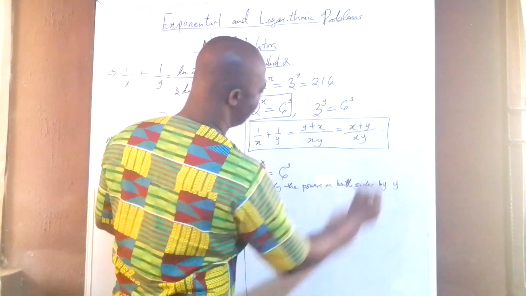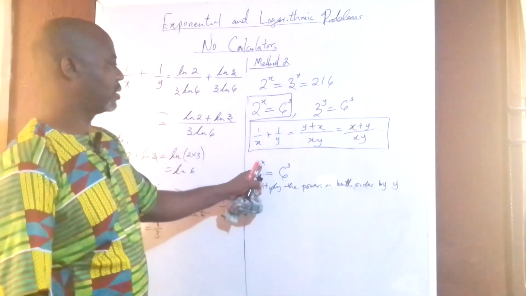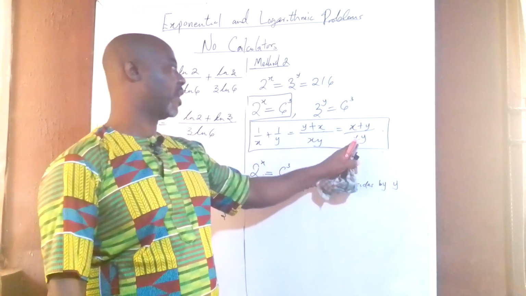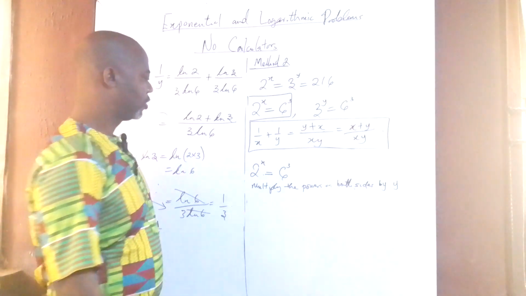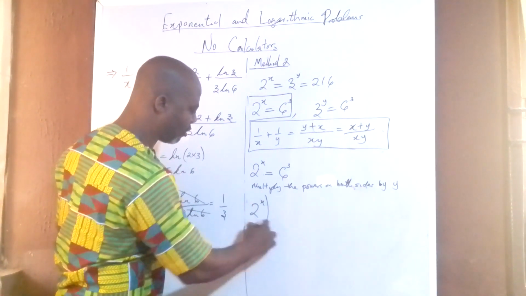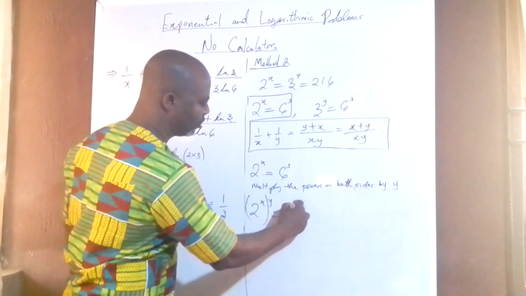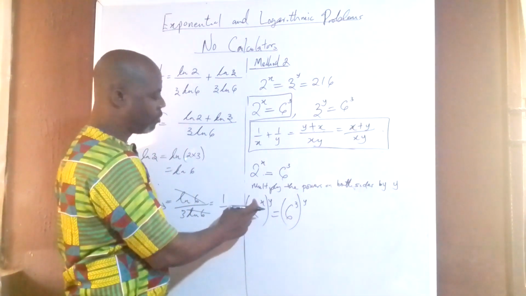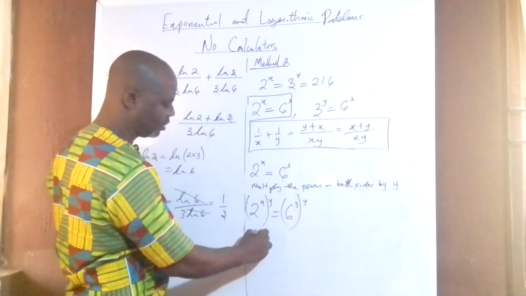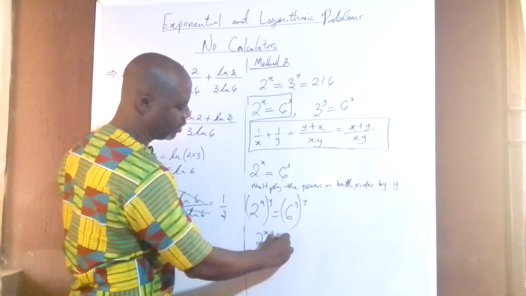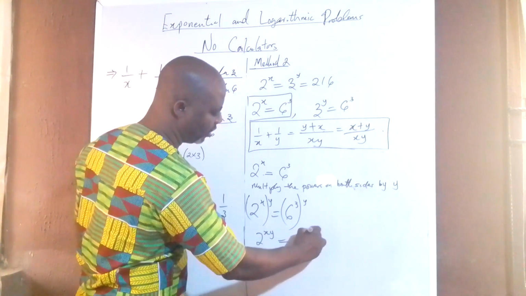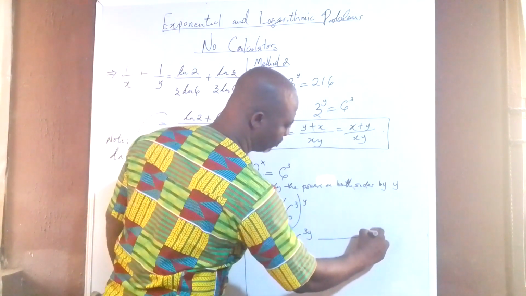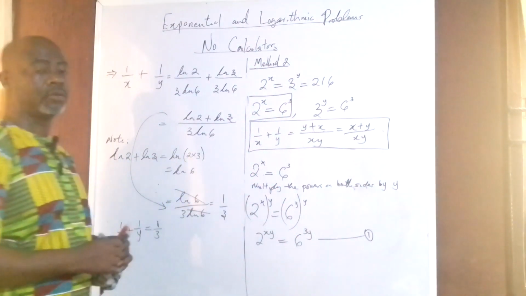Because the power here is x, by the time you multiply by y, you are going to get xy. So we have 2 to the power of x all to the power of y equal to 6 to the power of 3 all to the power of y. Once you multiply the powers, you have 2 to the power of xy equal to 6 to the power of 3y. So let's call this equation 1 for the second method.